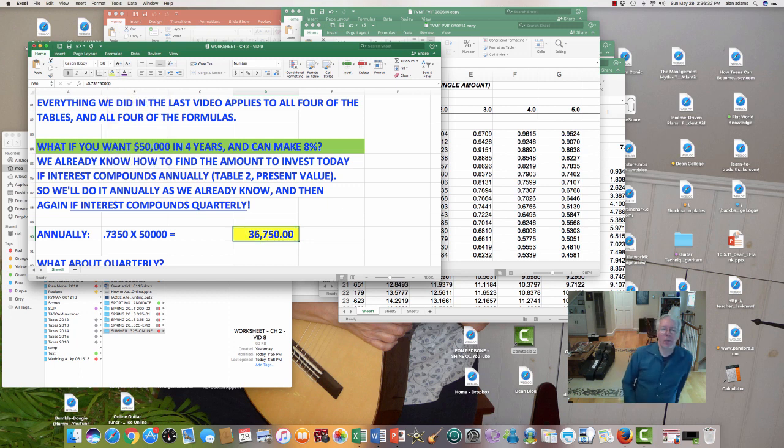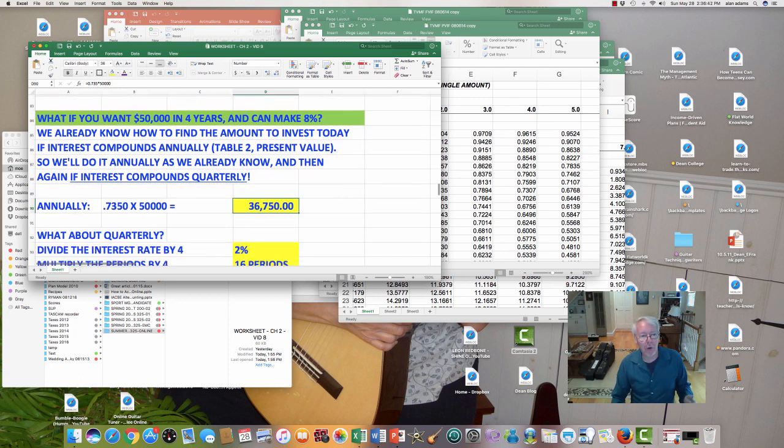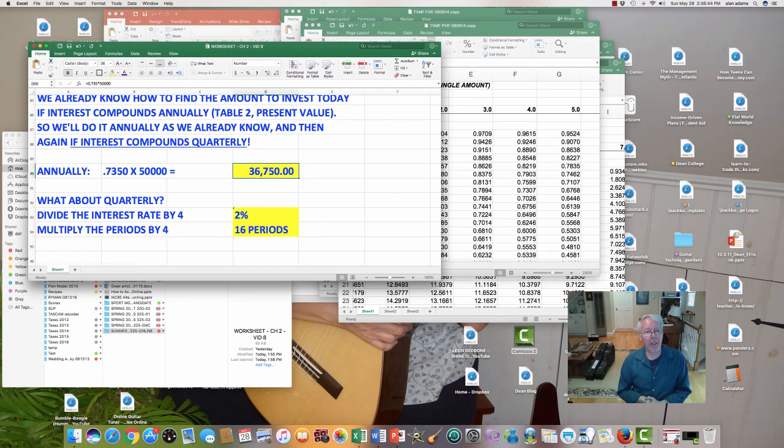Okay, so now here's my question. That's assuming that your money only computes interest on interest once each year. What if your investment compounds more often? What about quarterly? Okay. So we're going to do it again, and this time interest will compound quarterly.